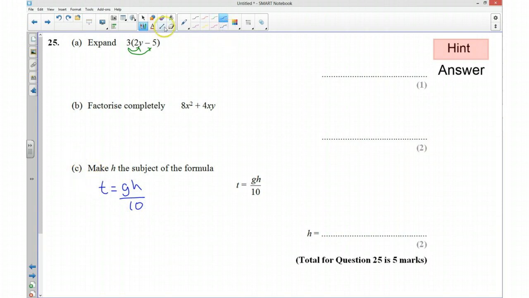Okay, and if we draw some lines either side of this, we want to decide what I need to do to each side of this formula in order to end up with h is equal to something. Those are my hints, so if you'd now like to pause the video and see if you can have a go at answering those questions.